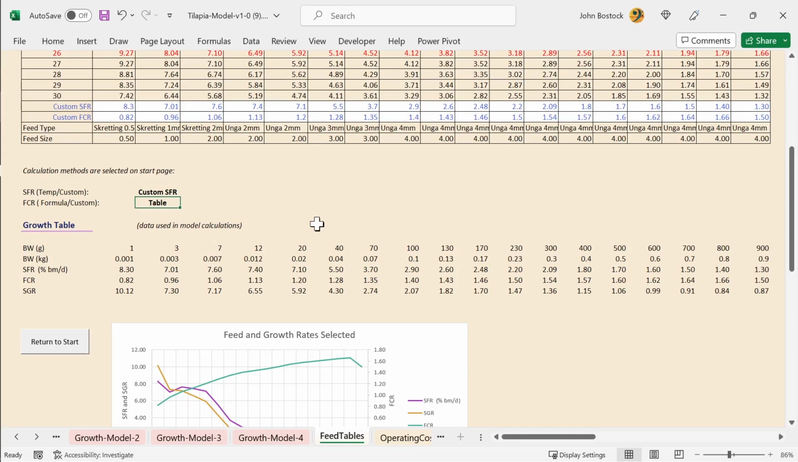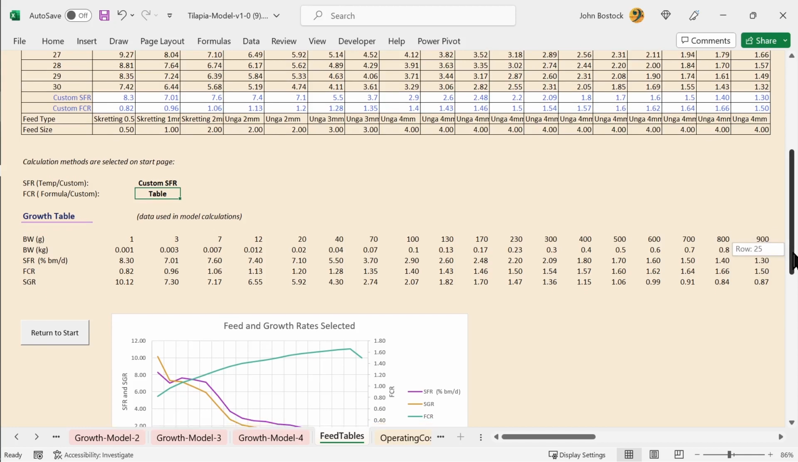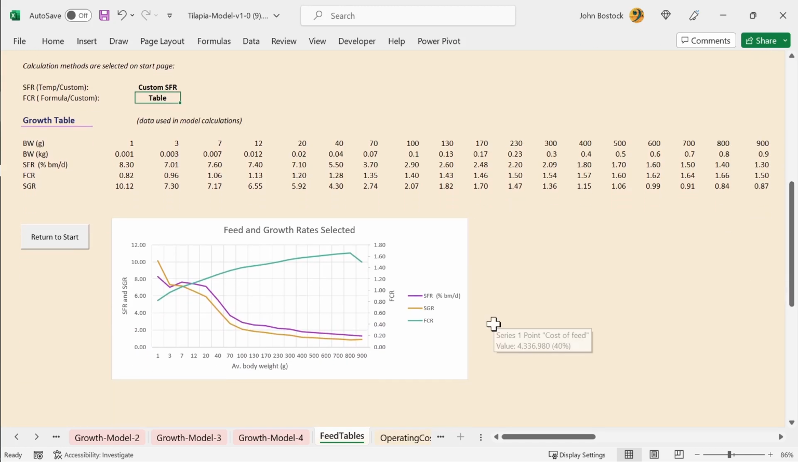Examples of the values used in the growth model pages are shown in the growth table section of the feed table sheet. The specific growth rate, SGR, is calculated by dividing the SFR by the FCR. In this table, the values are shown for the same selection of fish body weights as in the feed table. However, this is just for display here. The values are calculated for each individual day to improve the accuracy of the model. The table is also shown as a chart so that you can more easily see the changing values of SFR, FCR and SGR.